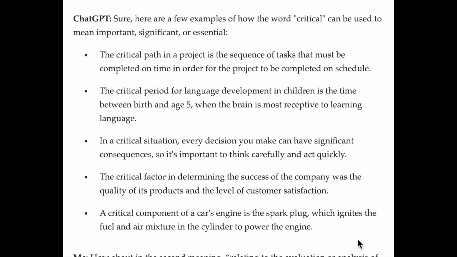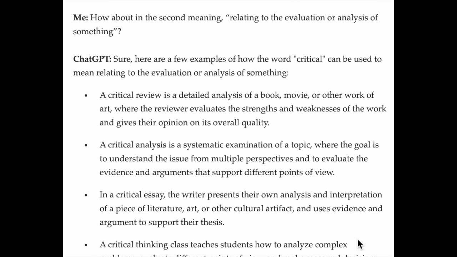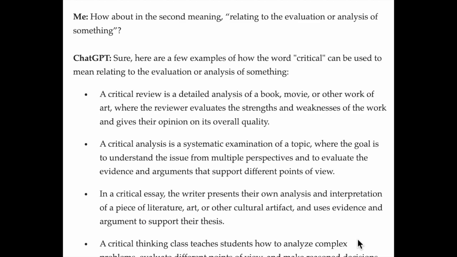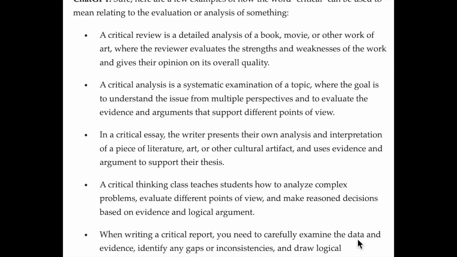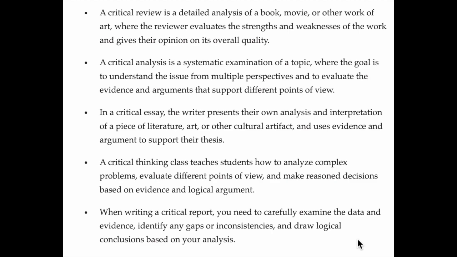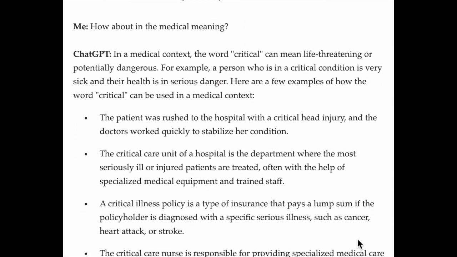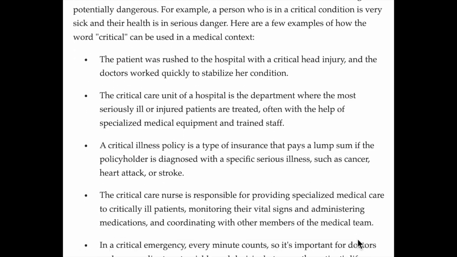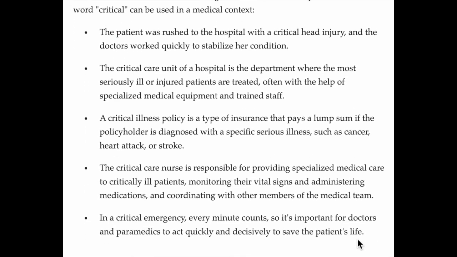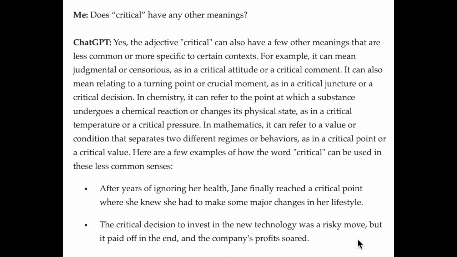For somebody wanting to remember the word critical by seeing it in a variety of contexts, these are all good sentences. So I did the same thing with the next meaning related to the evaluation or analysis of something. Once again, I got 5 example sentences that are all appropriate. Then I asked about the medical meaning, and I also got 5 examples. Critical head injury, critical care unit, critical illness policy. All great.